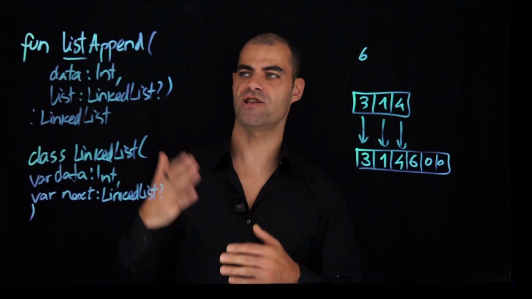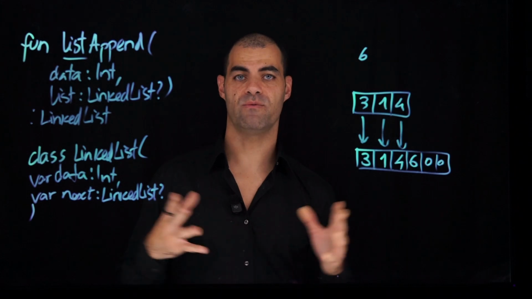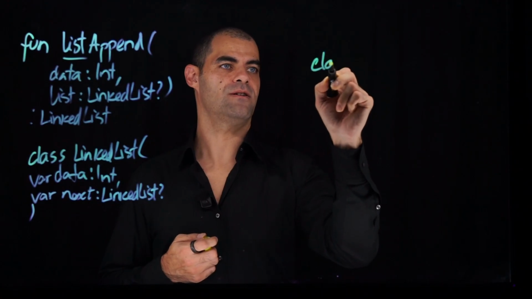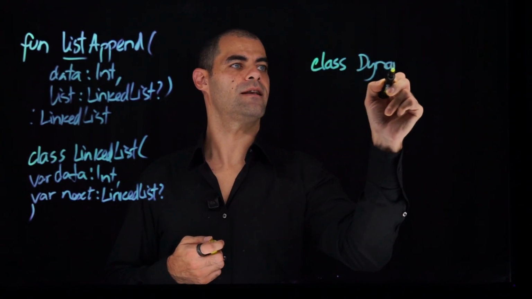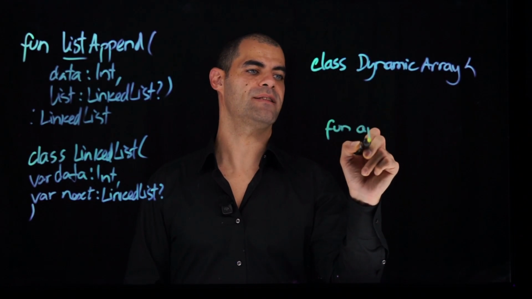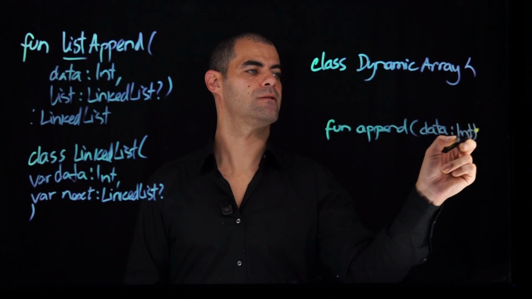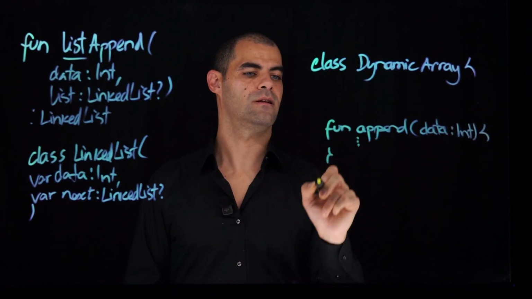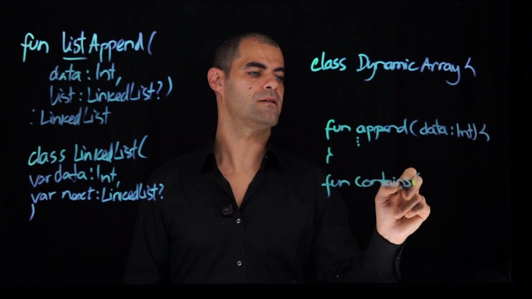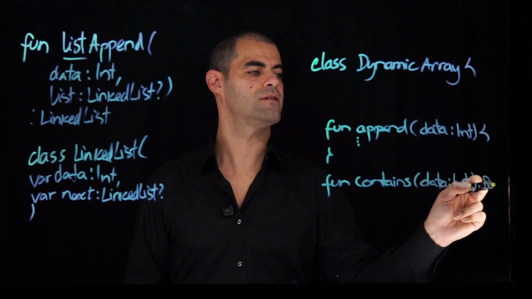And then, of course, we will change the linked list implementation to also use the object-oriented approach, and you will see the power and the benefits of approaching it like this. So what we will have here is a class dynamic array. Here we would have, of course, the operation append that gets some data as an integer. And here a function, let's say, contains with some data, integer, that returns a Boolean.